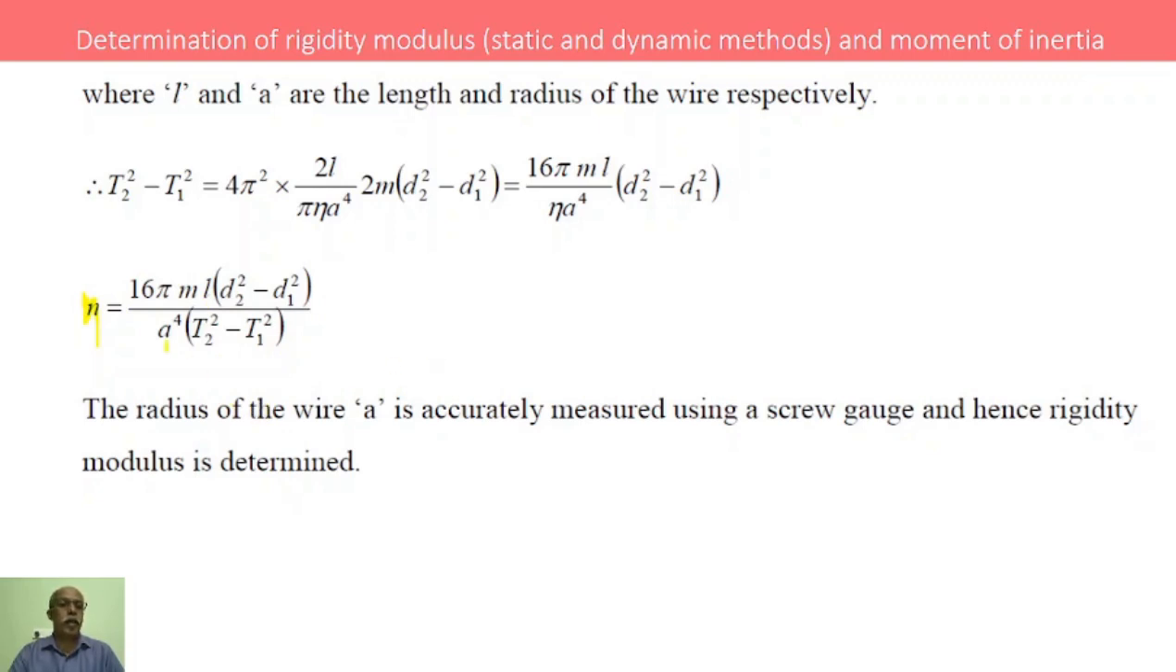And the radius of the wire a can be measured with the help of a screw gauge, and hence we can finally determine the rigidity modulus of the wire by the dynamic method.